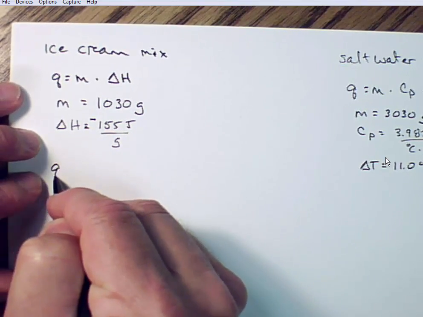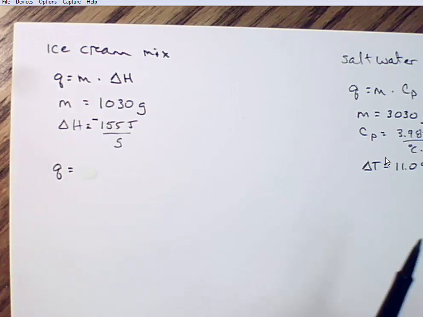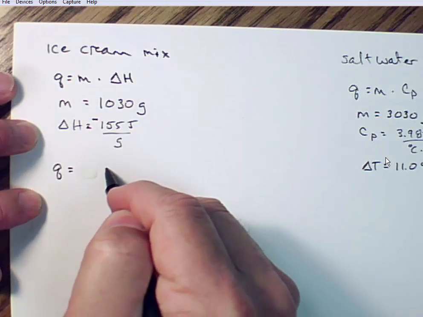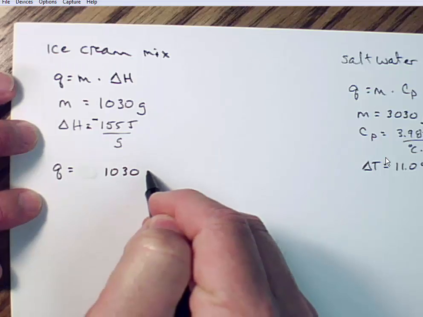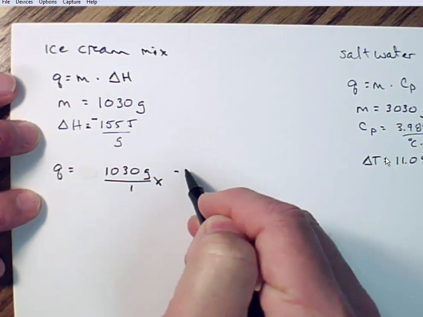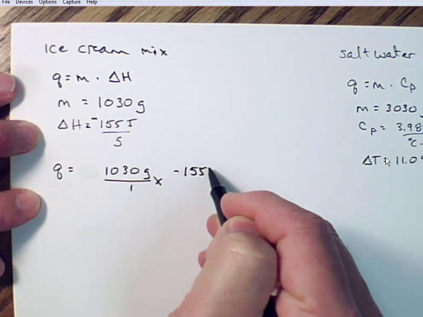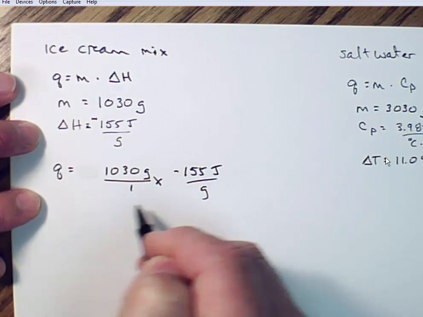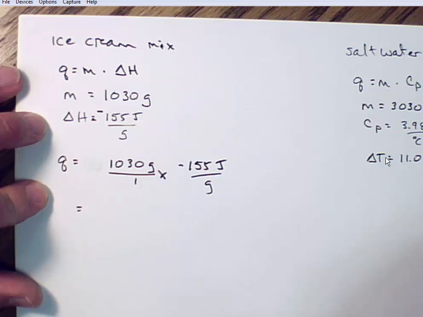So Q is equal to 1030 grams times a negative 155 joules per gram. What I need to know is how many joules that is going to give me. So I'm going to use a calculator here.